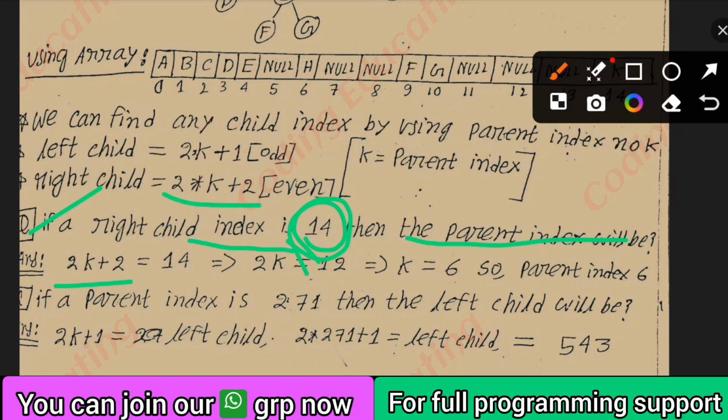By this formula we can solve this example. 2k plus 2 is equal to 14, because the right child is at index 14. Then the parent index will be k. So what is the value of k? 6. So the parent index will be 6.